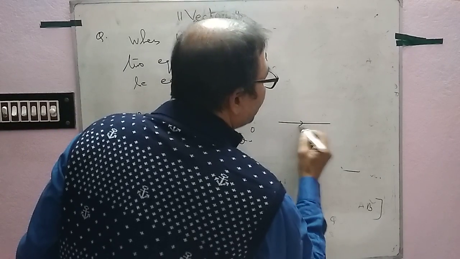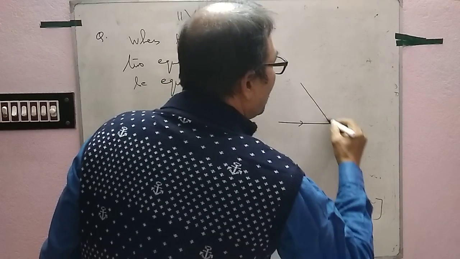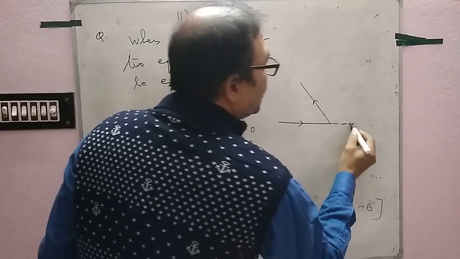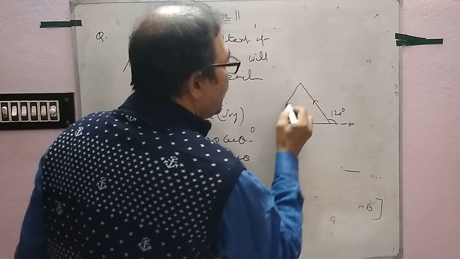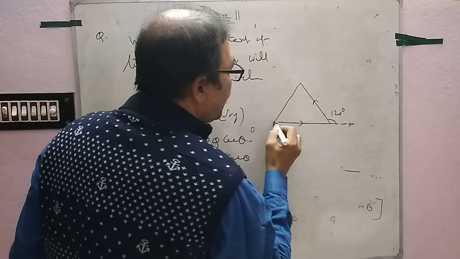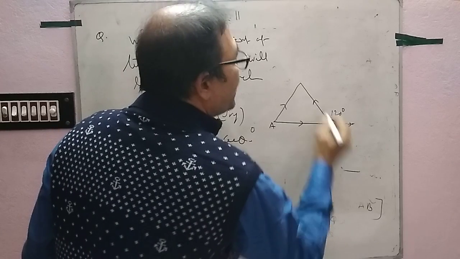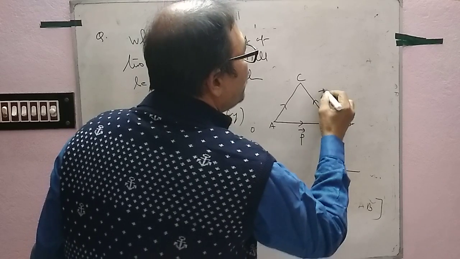This is a vector, 120 degree. This is follow. This angle is 120 degree. This is the resultant. A, B, C. This is P vector. This is Q vector.